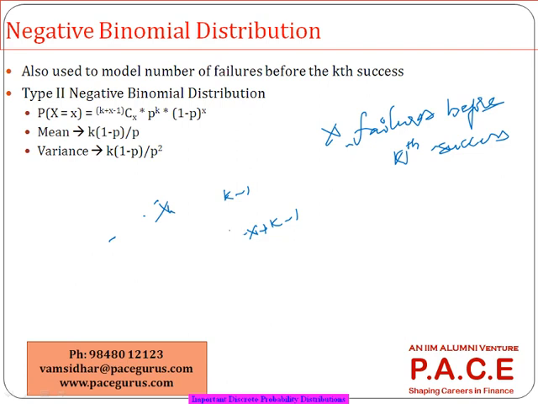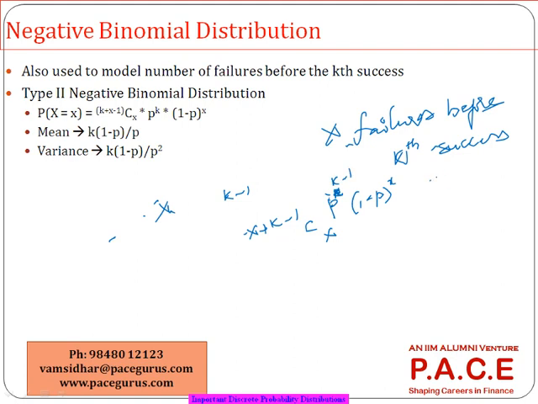So, I already have x failures over, and k minus 1 successes are already there. So, I am trying to find out, in this many attempts with x failures, the probability of success k, and 1 minus probability of failures, which is x. I had x failures, or here I have k minus 1 successes, right?